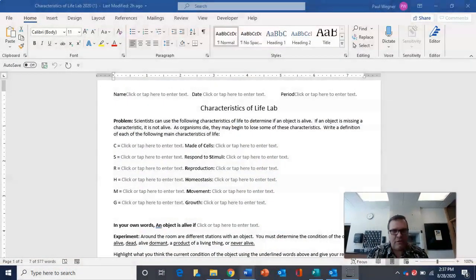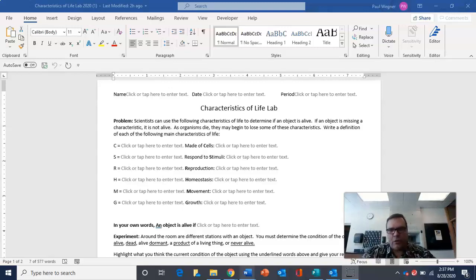Let's pull up our worksheet. So you're going to go to the assignment that says All About Me Characteristics of Life Lab assignment. And in that assignment, you're going to pull up a worksheet that you can work on. And here's kind of what it looks like. It looks like this one, the Characteristics of Life Lab. Notice that I put little windows in here for you to actually type in all your answers.